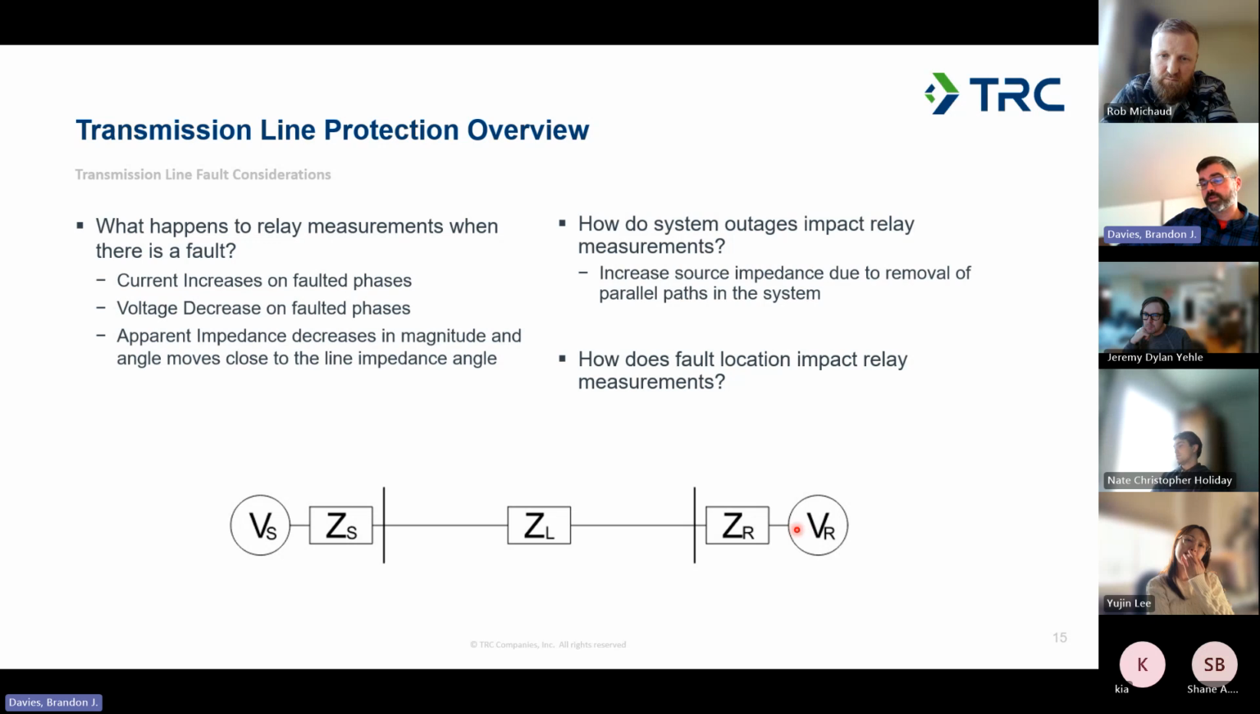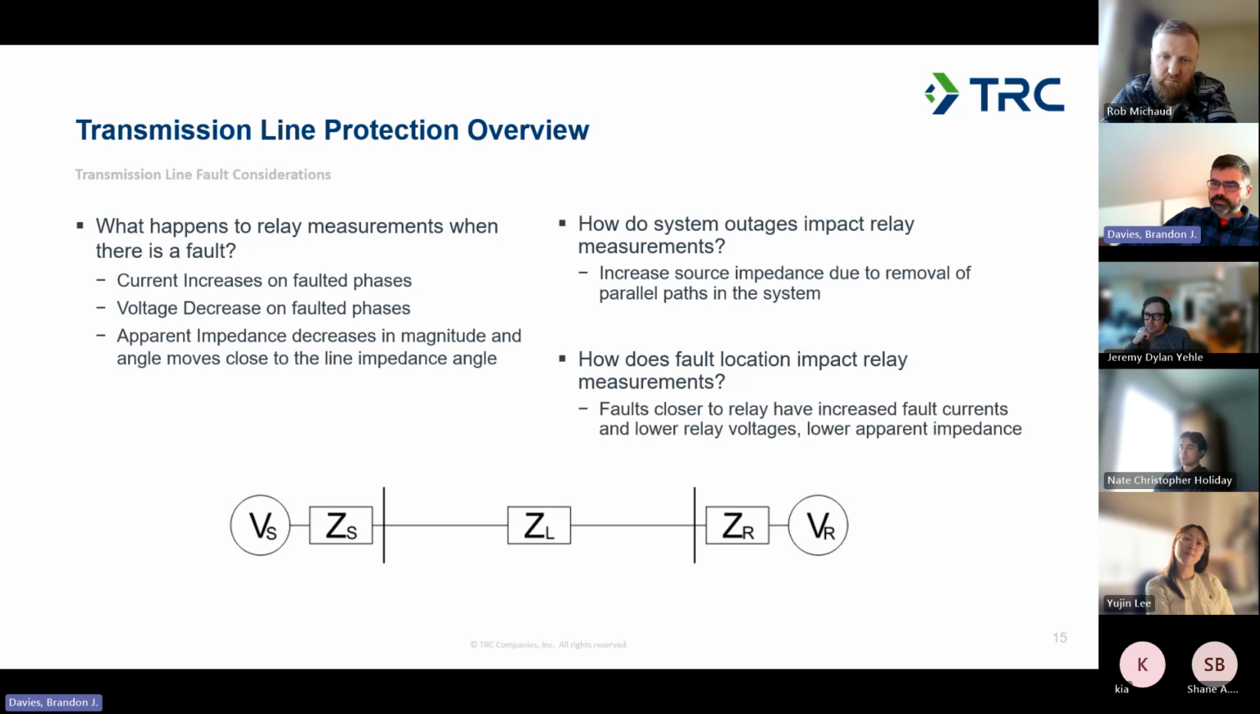But it's going to be the opposite for VR, that for this first fault location here near the ZS terminal, the sending terminal, VR is going to see the full impedance of ZL between it and the voltage source. So, in general, faults close to the relay have higher currents and lower voltages, and then as you move further away into the system, that impact is going to decrease.